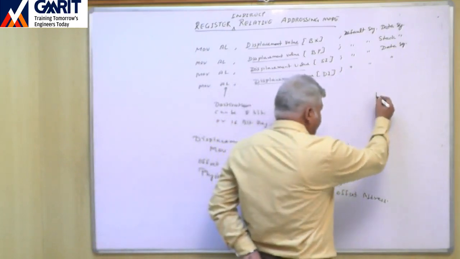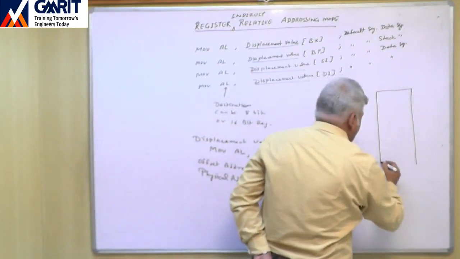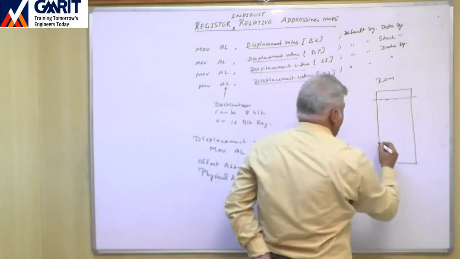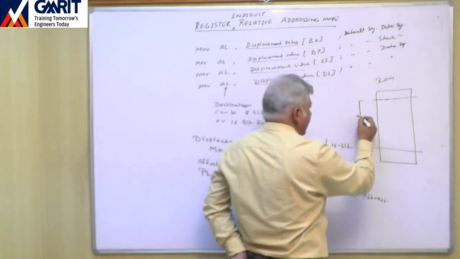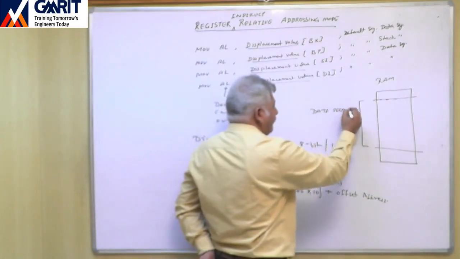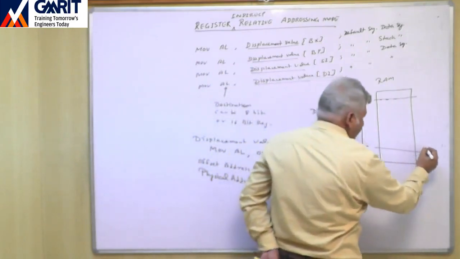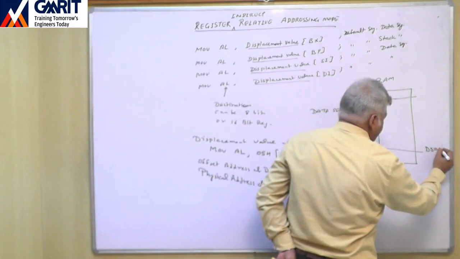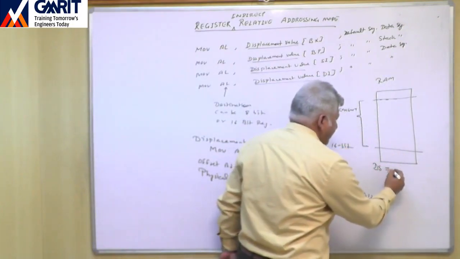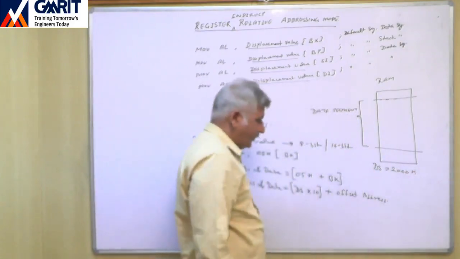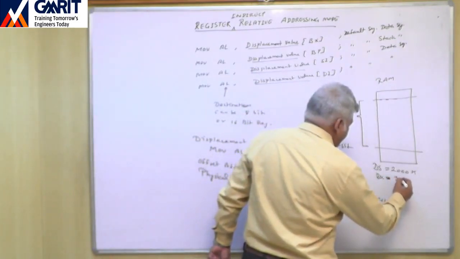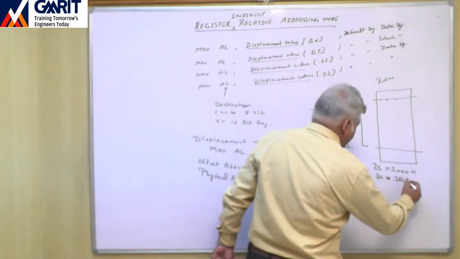Now for example, suppose this is our memory, and in this memory this portion of the memory is our data segment, and let us assume the value of our DS register is 2000H, and the content of the BX register, let us assume, is 3A43H.